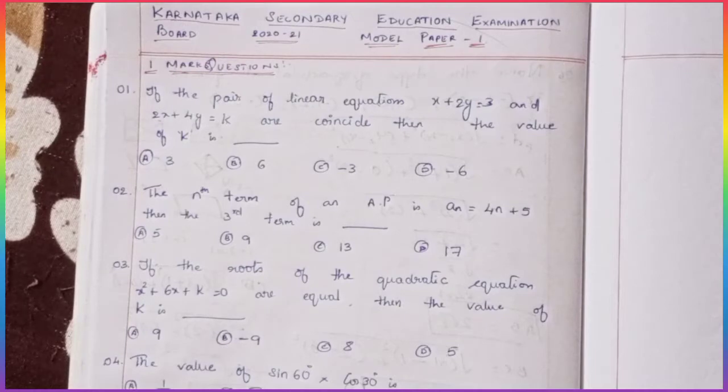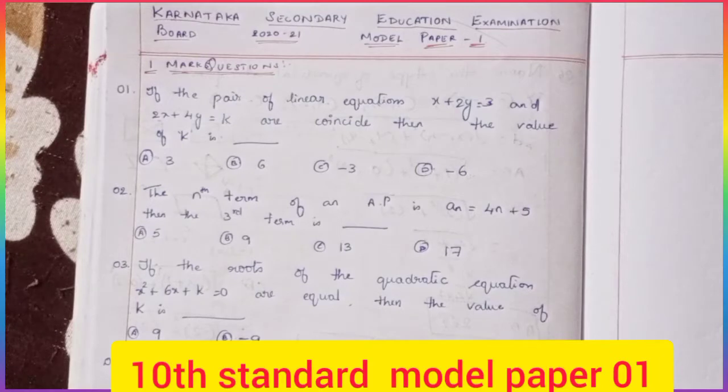The first question is like this. If the pair of linear equations x plus 2y is equal to 3 and 2x plus 4y is equal to k are coincident, then the value of k is dash. They have given 4 options: 3, 6, minus 3, minus 6. We need to check out which one is the correct option.